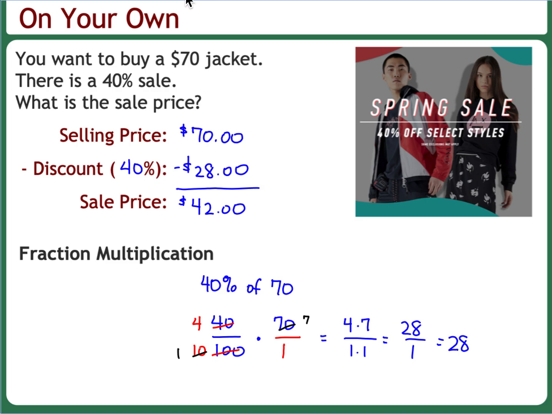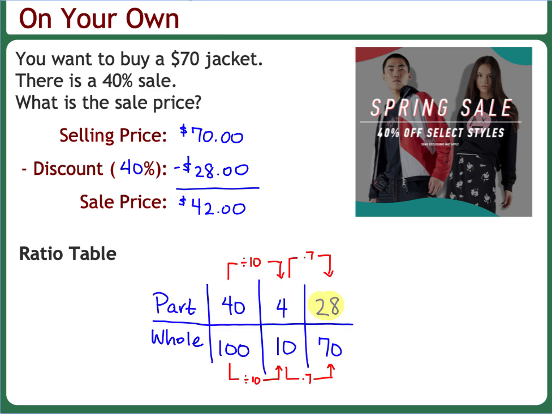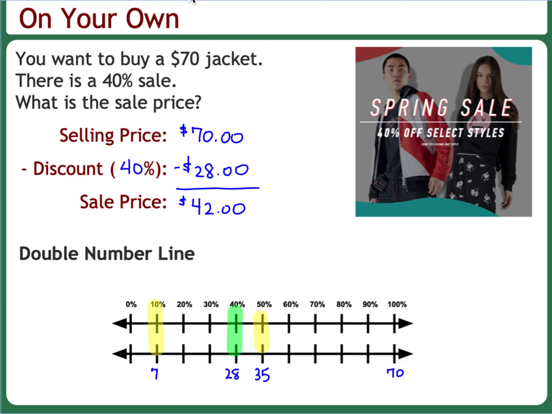All right, so a familiar number, $42, and the 40% discount would be $28. So 40 over 100 times 70 gives 28. 70 minus 28 is 42. This is what it would look like in a ratio table. Notice you could simplify 40 over 100 all the way down to 2/5, but 4/10 actually makes it a little easier to get to 70, but either way would work. And here's a double number line.